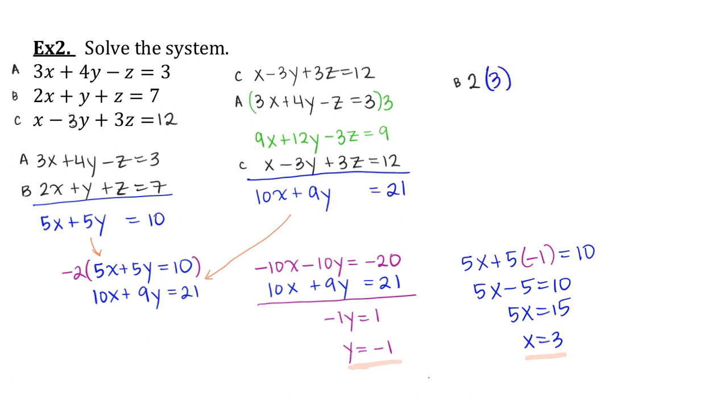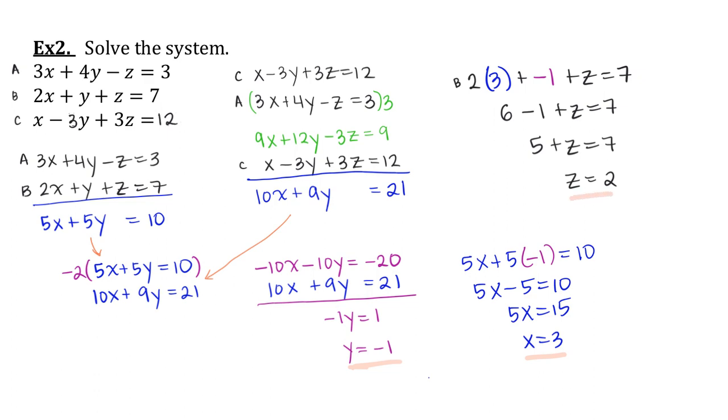Plus y. What was y? Negative 1? Plus z equals 7. Does that look better? Let's try this. So 6 minus 1 plus z equals 7. 5 plus z equals 7. Minus the 5, z is 2.